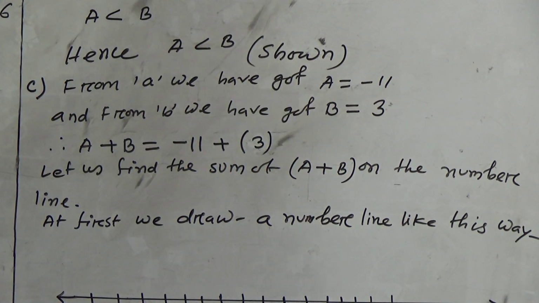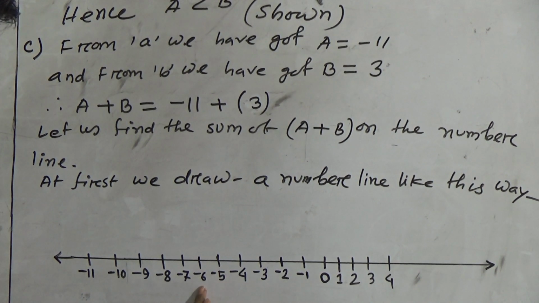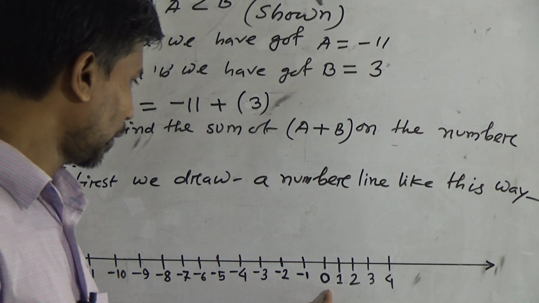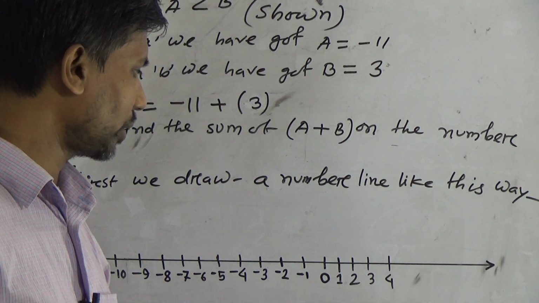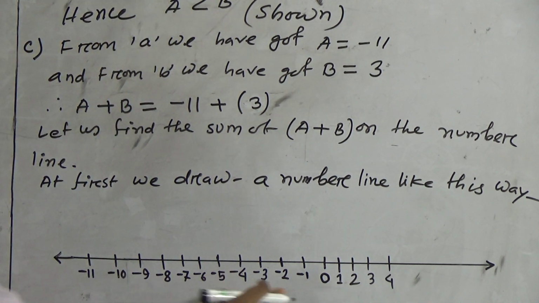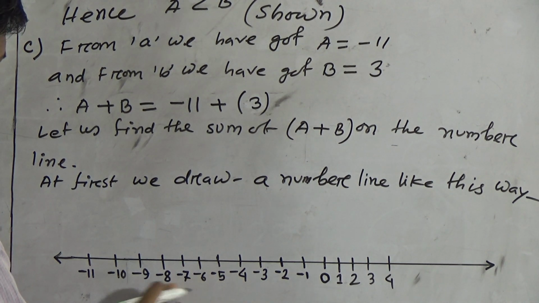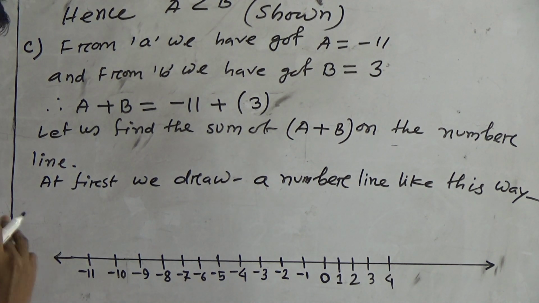Look, this is 0, minus 1, 2, minus 3, minus 4, minus 5, minus 6, minus 7, minus 8, minus 9, minus 10, then 11. Then what? 0, 1, 2, 3, 4. These are all positive and these are all negative. Look, minus 1, 2, 3, minus 4, minus 5, minus 6, minus 7, minus 8, minus 9, minus 10, minus 11.